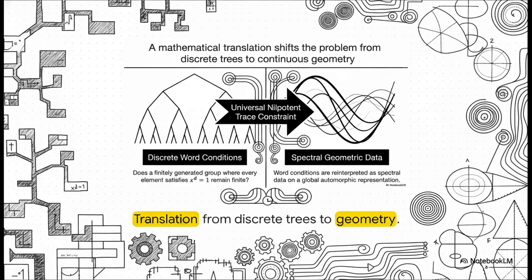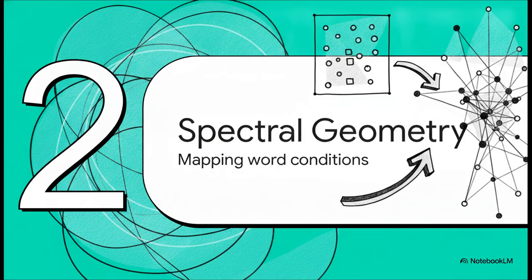The Adelic Langlands program acts as a miraculous mathematical translator. Instead of fighting our way through an impossible branching tree of discrete words, we actually reinterpret that simple exponent condition into a universal nilpotent trace constraint. We're taking the entire problem and shifting it into spectral geometric data on a global automorphic representation. It's a massive leap.